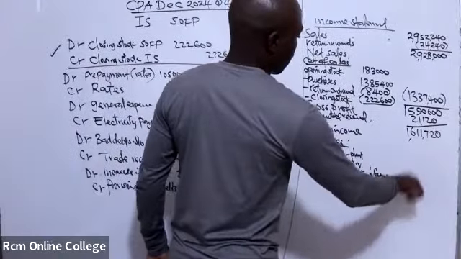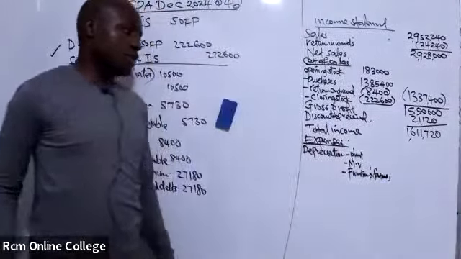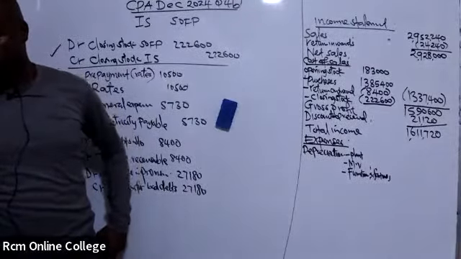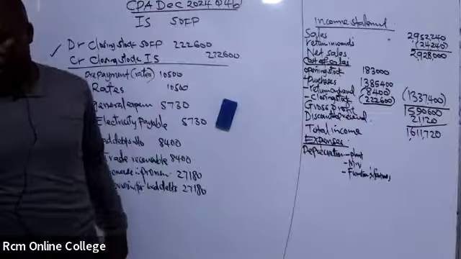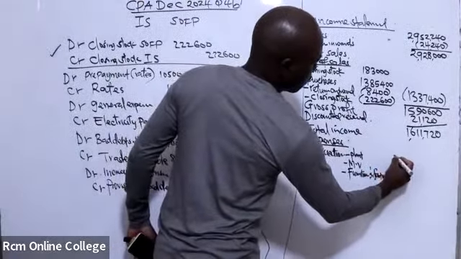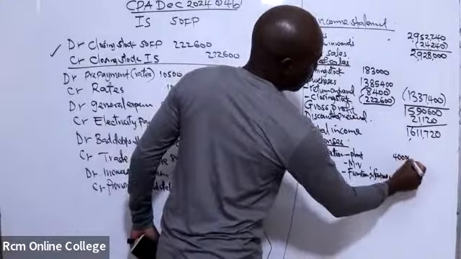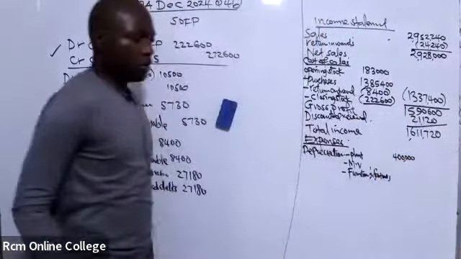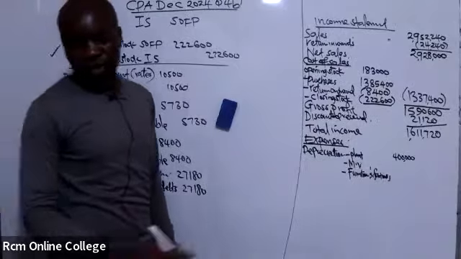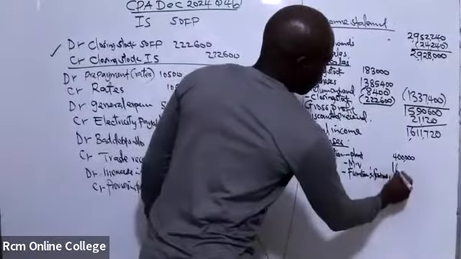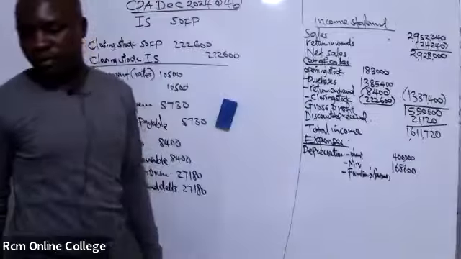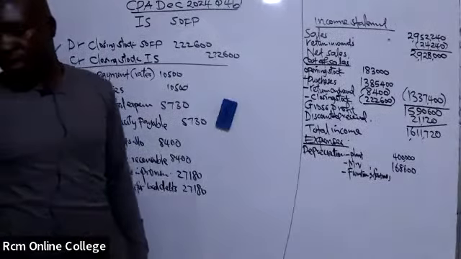You can even display here, no problem. So what is the depreciation of plant? How much was the figure? Depreciation of our plant, 400,000. For our motor vehicle, depreciation expense is 168,600. For furniture and fixtures, 30,625.